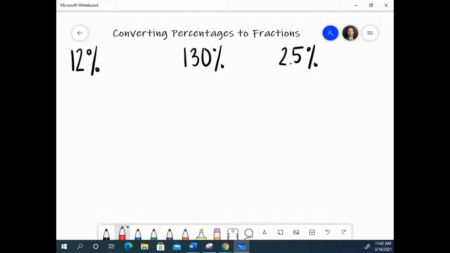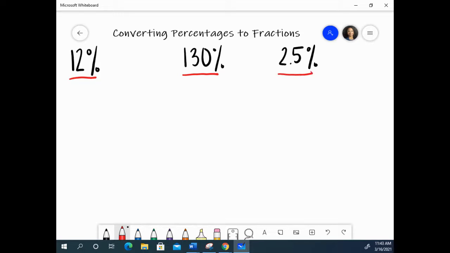All right, ladies and gentlemen, in this video, I'm going to show you how to convert percentages to fractions. So there's going to be three different percents that I want us to take a look at. The first one we have here is 12%. So we're going to be dealing with percentages that are less than 100. We're also going to be converting percentages that are more than 100%. And then we're also going to be converting percentages that have decimals in them.